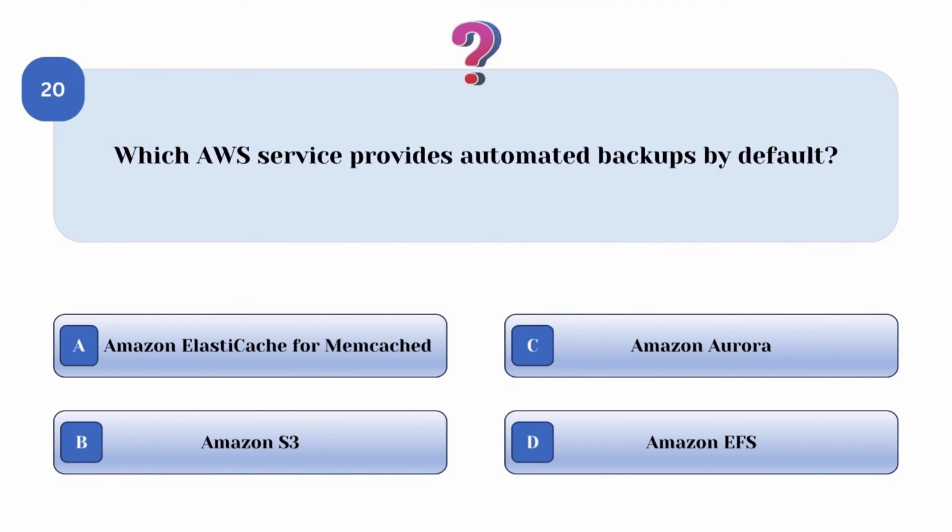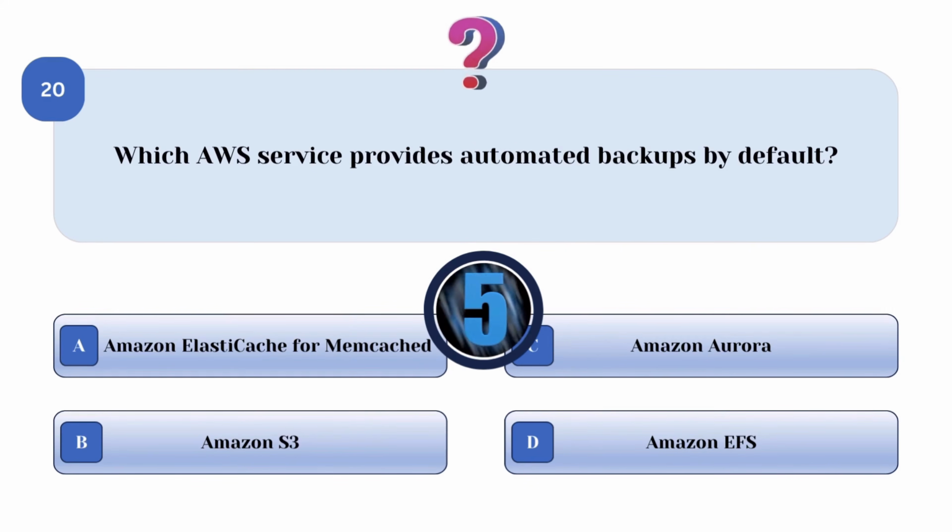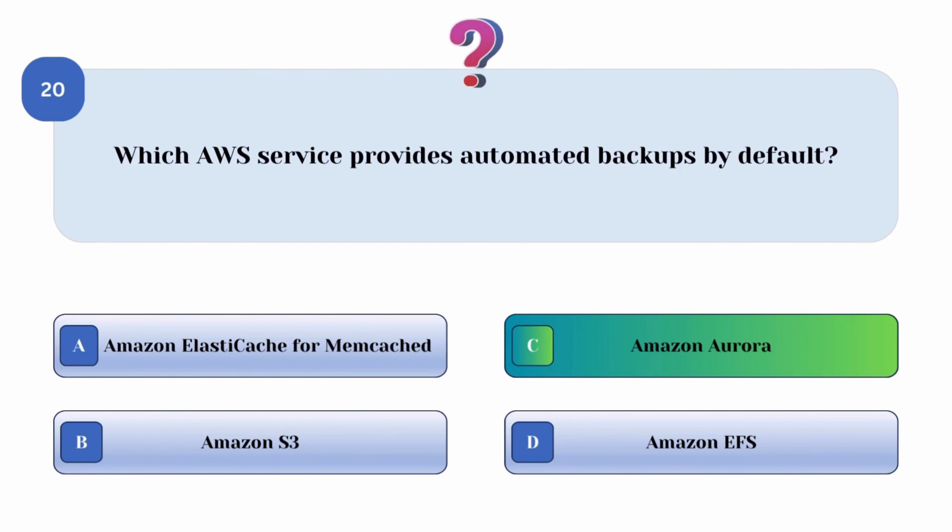Which AWS service provides automated backups by default? Correct answer: Amazon Aurora. Explanation: Aurora provides automatic backups and snapshots without performance impact. Why others are incorrect? ElastiCache Memcached does not support backup. S3: durable, but backups must be managed manually or via versioning. EFS supports backups through AWS Backup, not automatic by default.